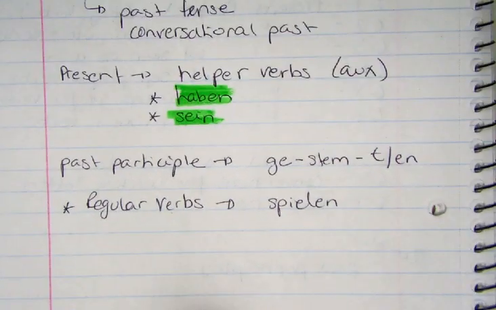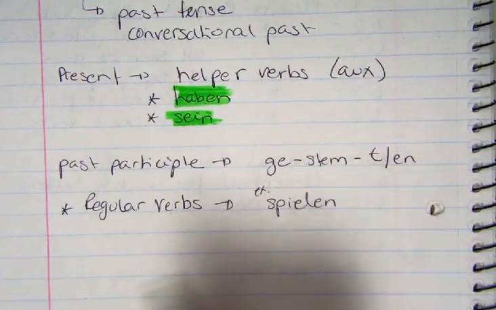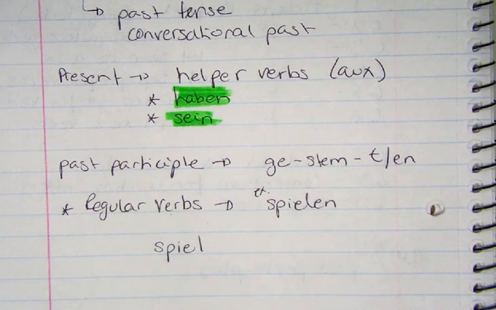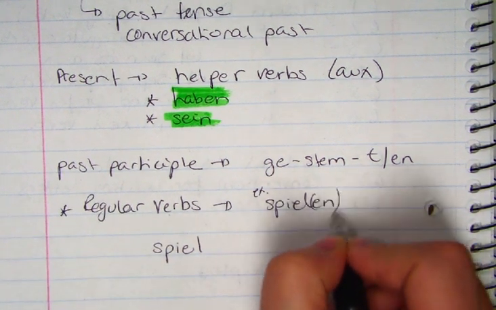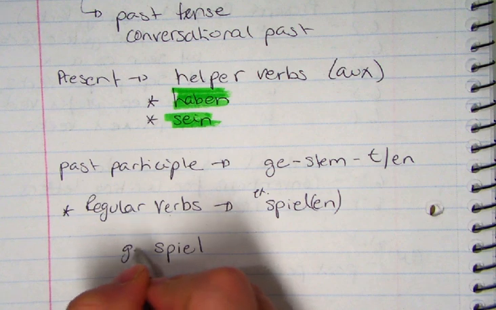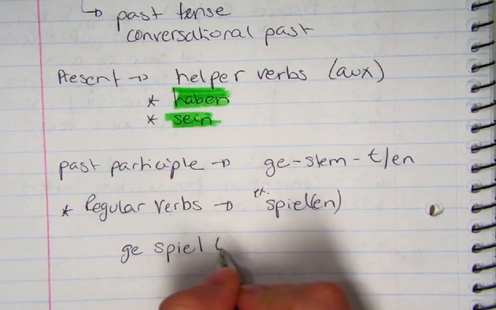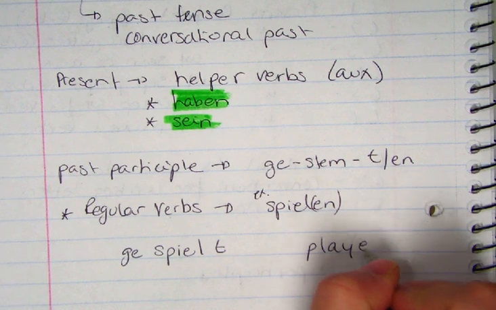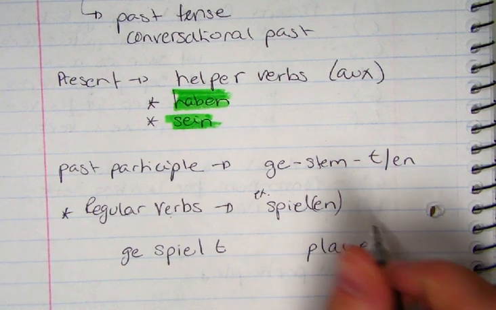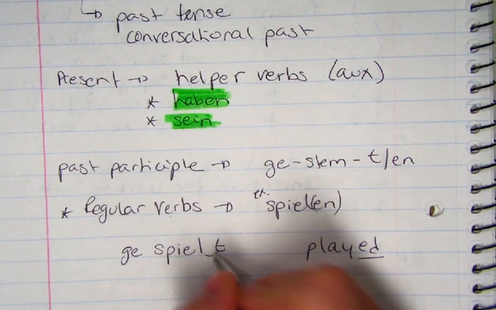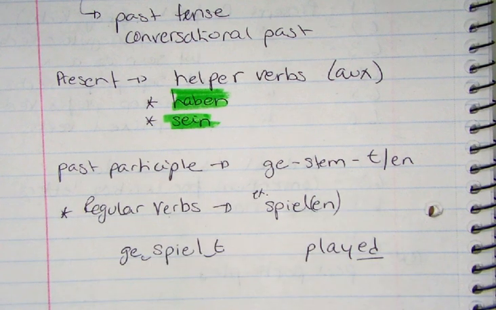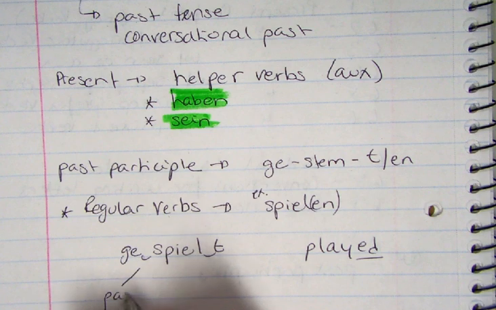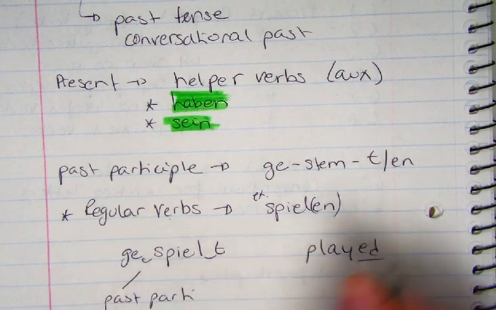You're going to take the stem, which is your spiel, right? So you're dropping that ending. You're going to put a GE in front of it, and you're going to add a T. So that looks a lot like when you had played. So we add an ED, in German we add a T, kind of sounds the same. Of course, this is all one word. So gespielt is your past participle for spielen.